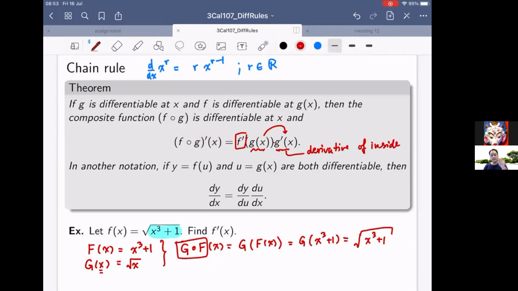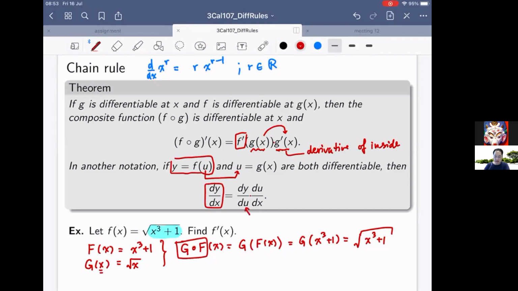So you need to look at it carefully. Which one is your inside? Which one is your outside? Or sometimes, using this notation, we can say that if y is f of u, and the inside u is g of x, then to find dy by dx, you may look at it, roughly speaking, again as a fraction. So it will be the derivative of y with respect to u.